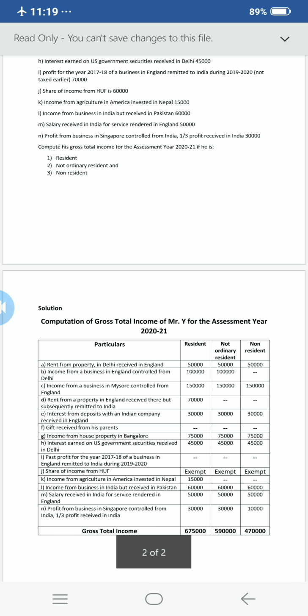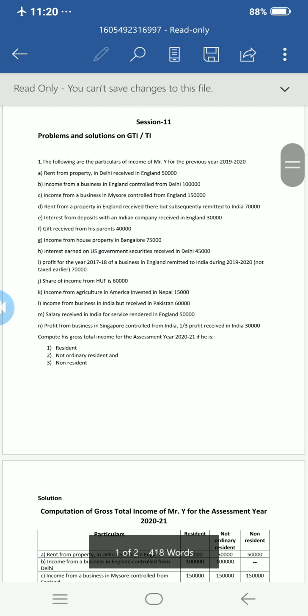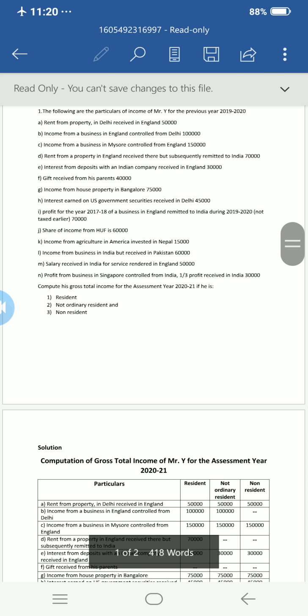Solution: computation of gross total income of Mr. Y for the assessment year 2020-21. Okay, so this is the heading. So now we have to put the columns, 4 columns. One is particulars and the remaining 3 are resident, not ordinary resident and non-resident. Okay, so let us discuss the particulars one by one.